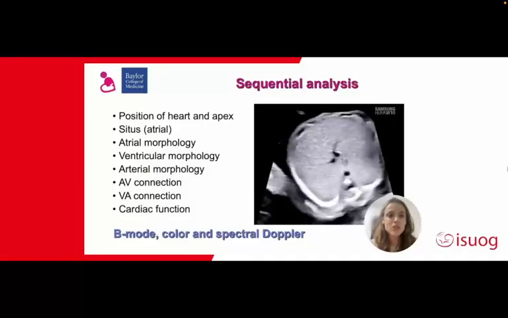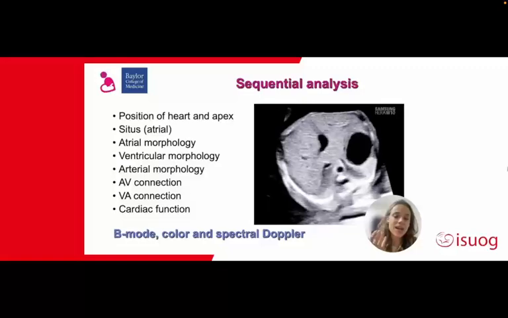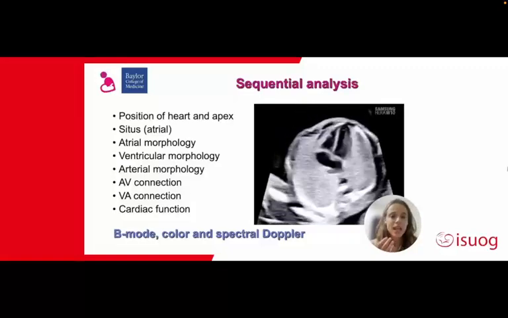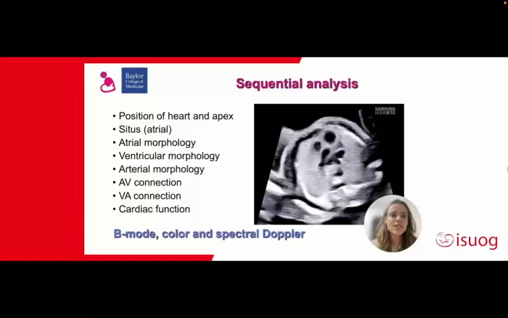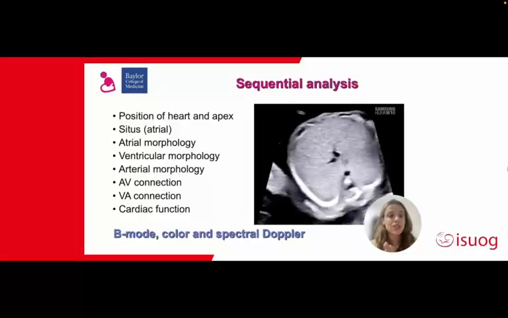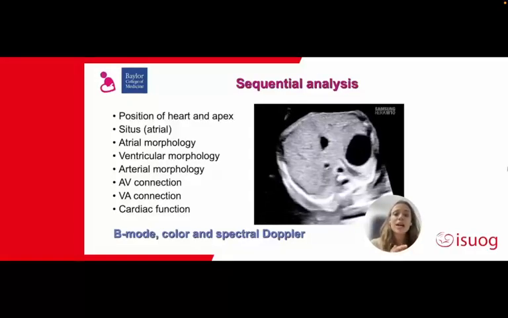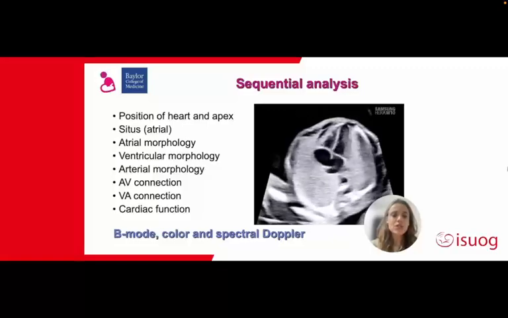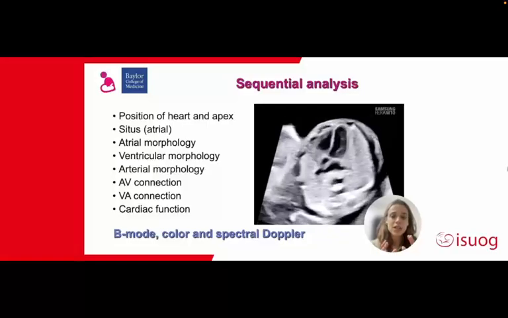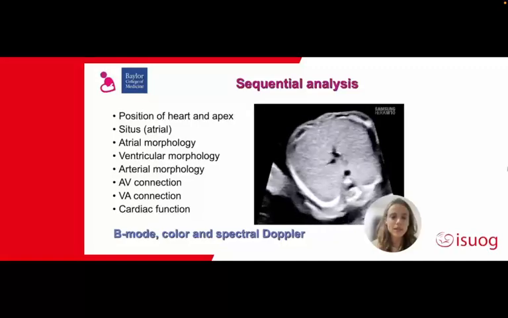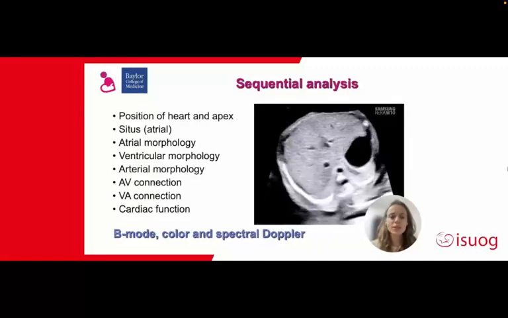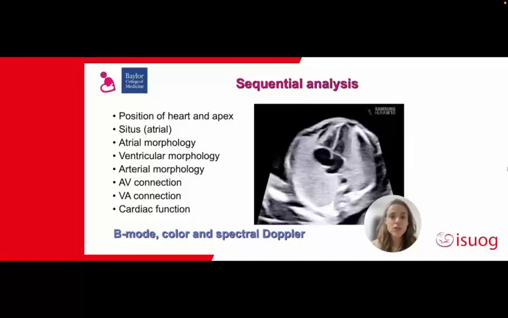You assess the position of the heart and the apex, the atrial situs, the atrial morphology, the ventricular and the arterial morphology, the AV connection and the VA connection, and if needed, because that's the suspicion, even cardiac function, and we will have to use B mode, color, and spectral Doppler. So I'm not going to go through all that because that's not the objective of this talk.